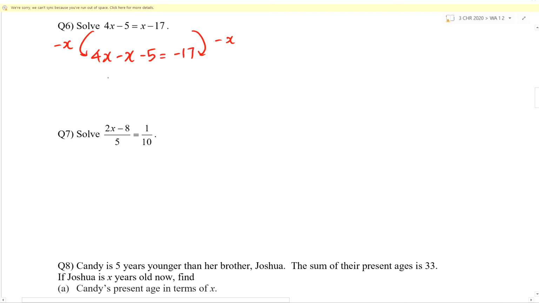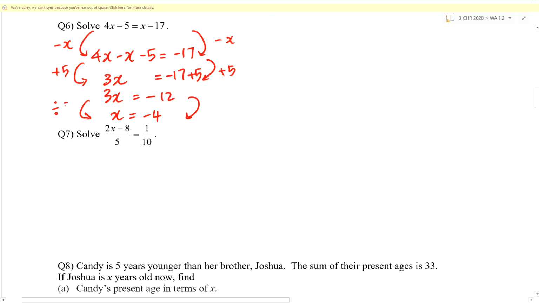Now 4x minus x is simply 3x. Instead of having a minus 5, I want to add 5 to both sides. So minus 5 plus 5 equals to 0. So that leaves me with negative 17 plus 5. So 3x is equals to negative 12. X has to be negative 4. So what I did over here was to divide by 3.